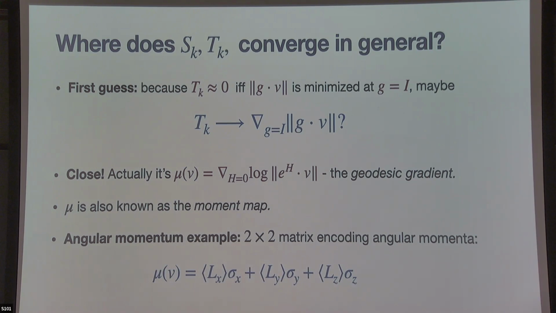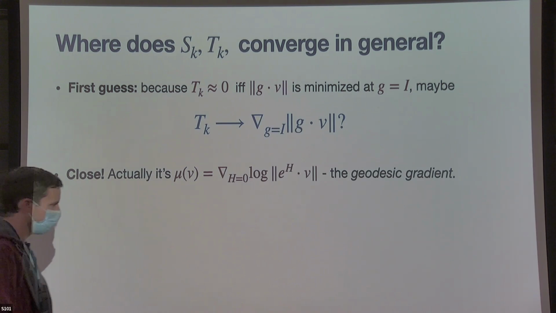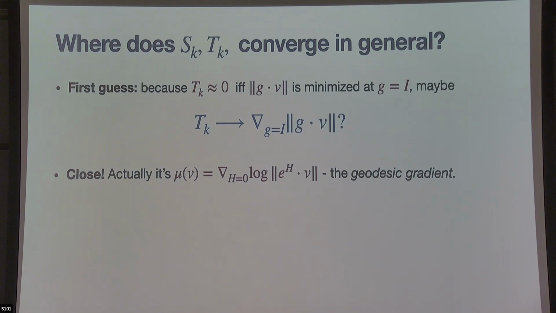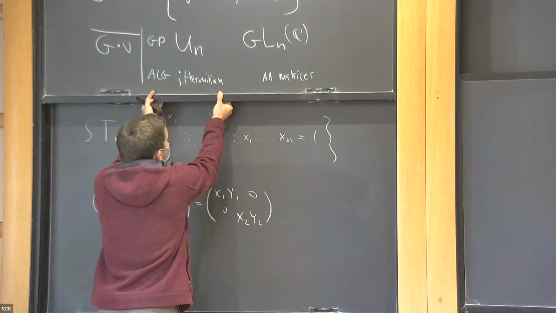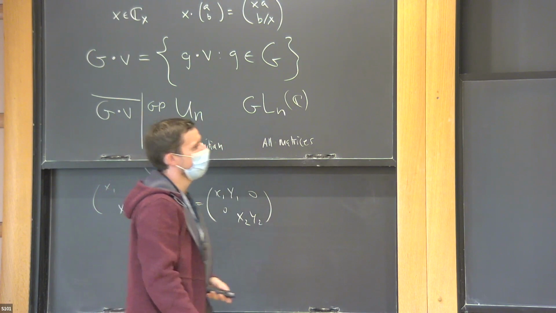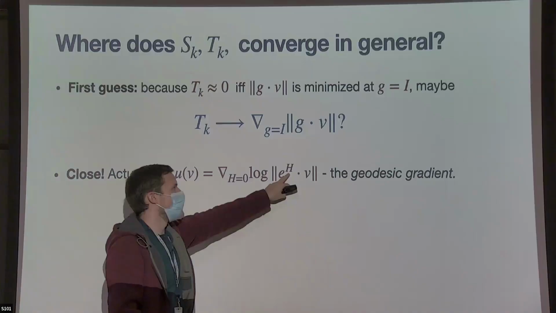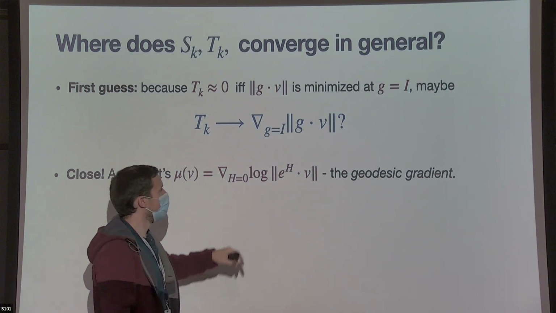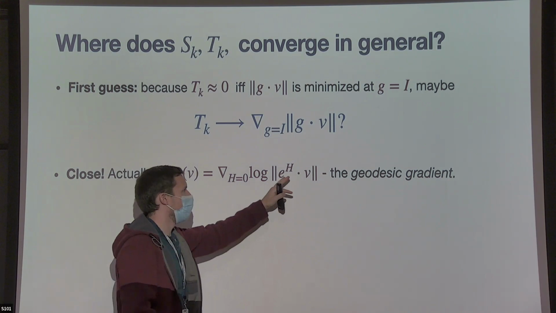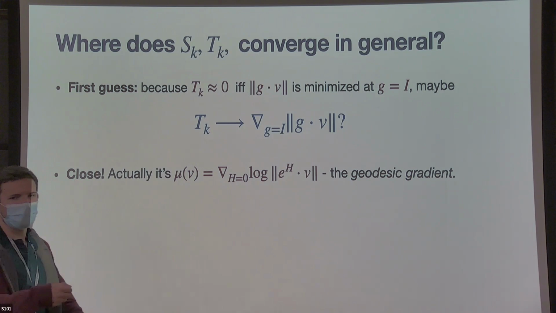So what was H? In the case of GL_n, you could take H to be anything in the Lie algebra, so any general matrix. So H = 0 is G equal to the identity. Yeah, exactly. But actually, it turns out that you only need to look at H Hermitian. The other part just rotates the vector, so it's zero. So you only need to look at H Hermitian.